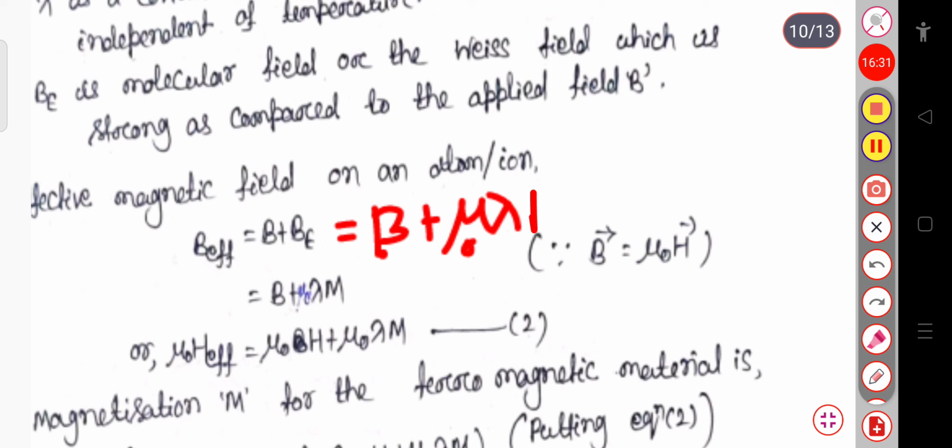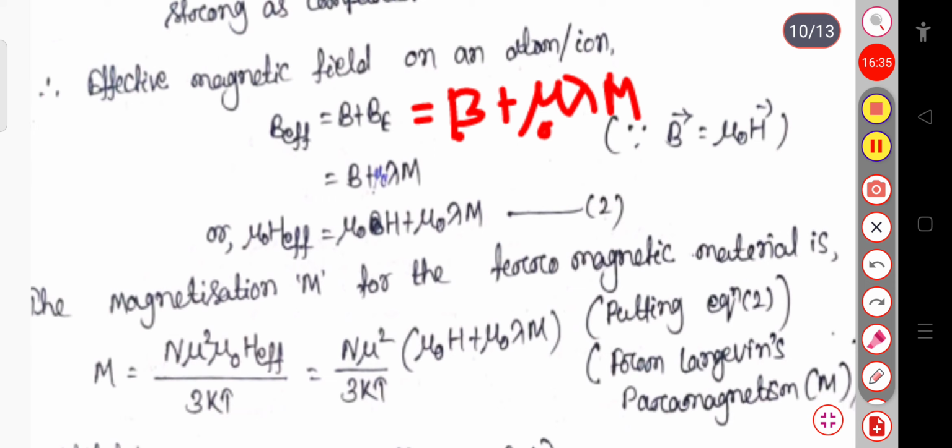Now B effective can be written using B equal to mu naught into H. So we can write B effective will be equal to mu naught into H effective. In place of B we can write mu naught into H, and in place of B_m we can write simply mu naught lambda M. Now we can cancel this mu naught from both sides. So H effective will be equal to H plus lambda M.